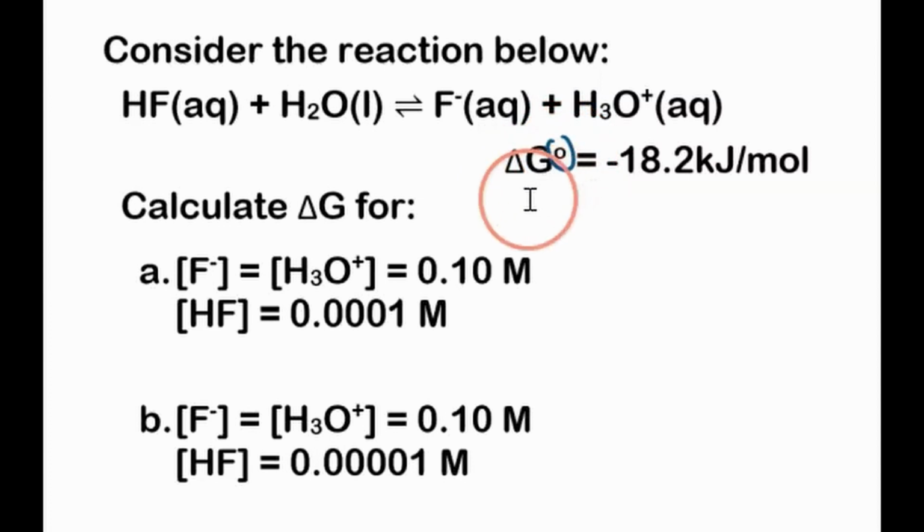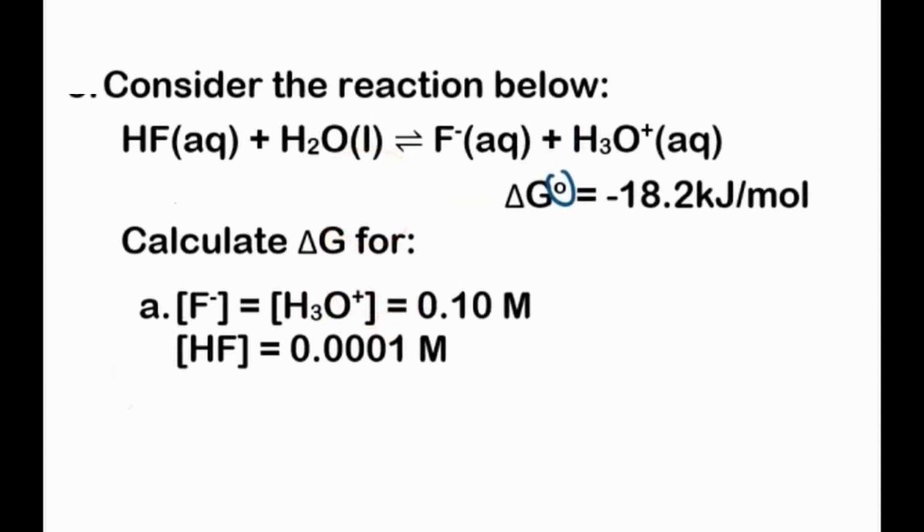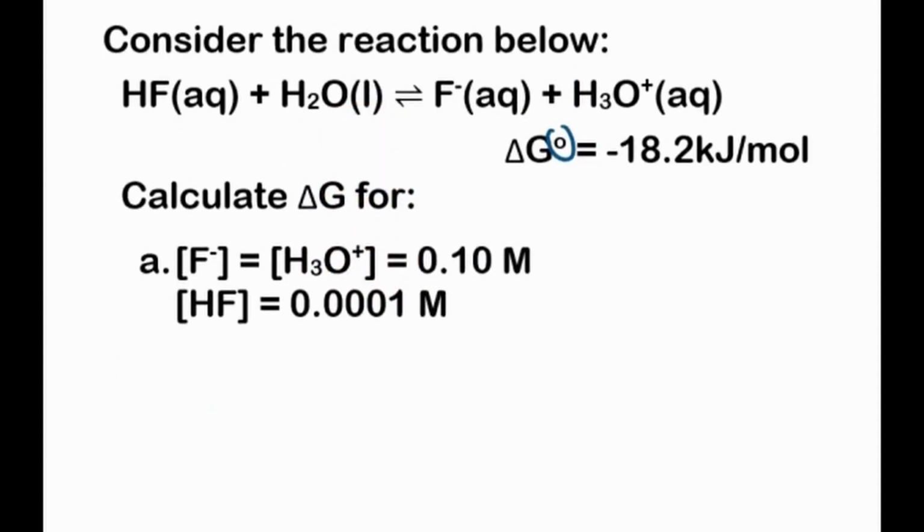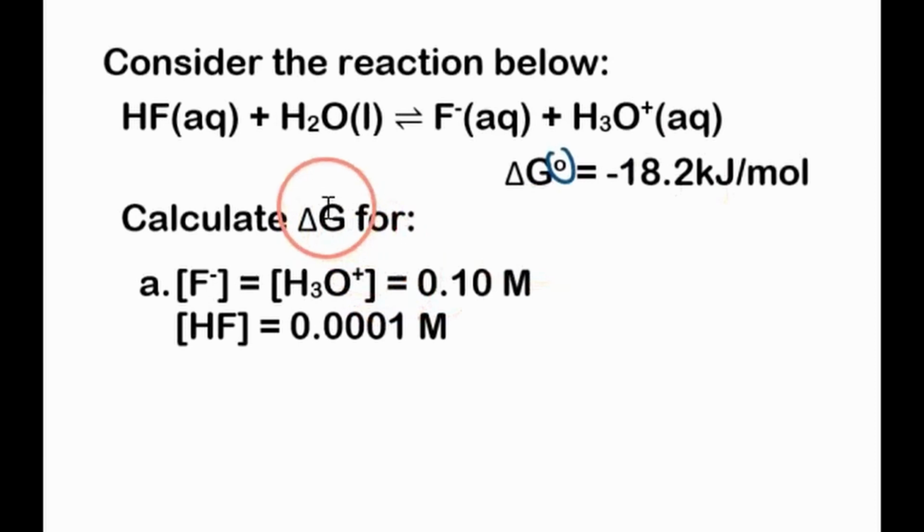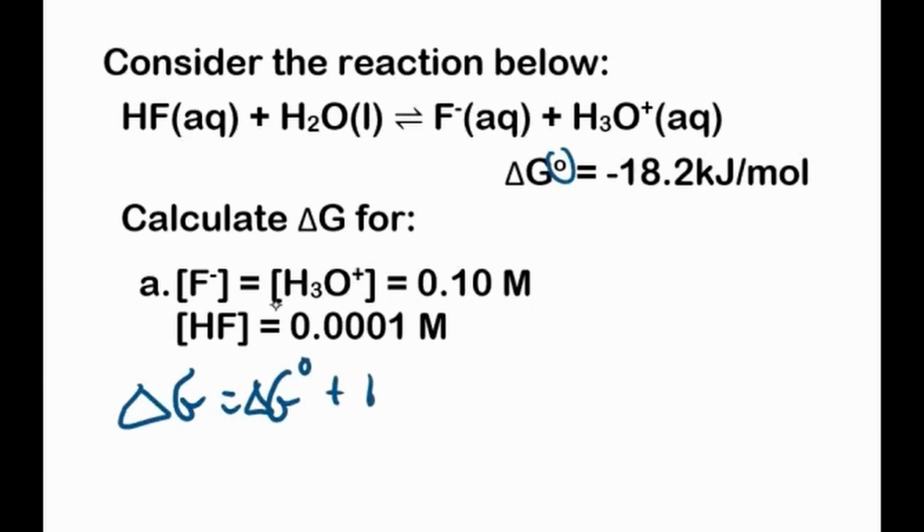But here, we want to know what the change in Gibbs free energy is if we're given certain concentrations. So these are like initial concentrations. I'm going to move this down because we'll tackle the next one in a minute. To find out what the change in Gibbs free energy is for some random initial concentrations, we need to use this equation: delta G equals delta G naught plus RT ln Q.